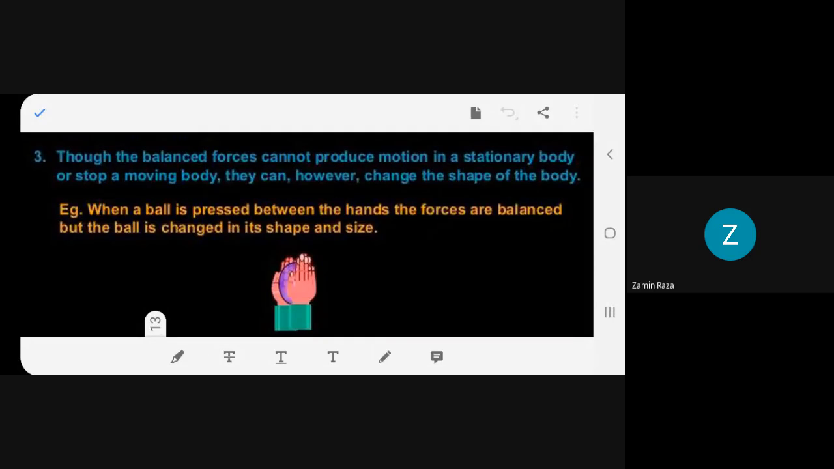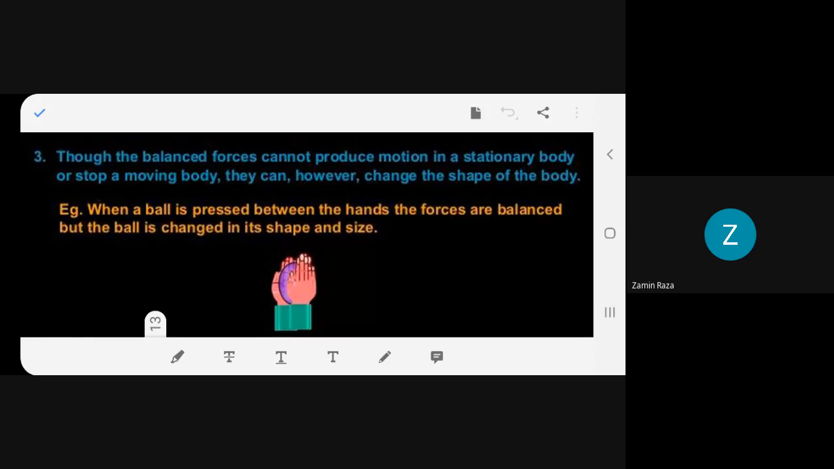That balance force, we know it cannot produce motion. When you apply balance force, the body does not move. That we have already seen. Neither does it stop a moving body, but it can change the shape of the body.